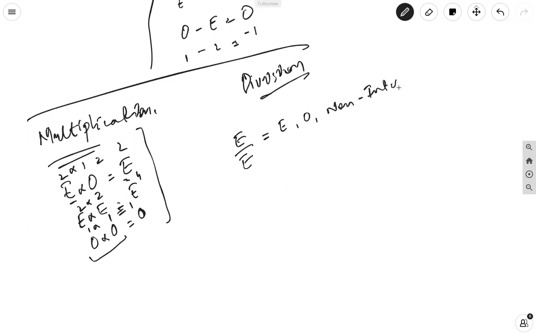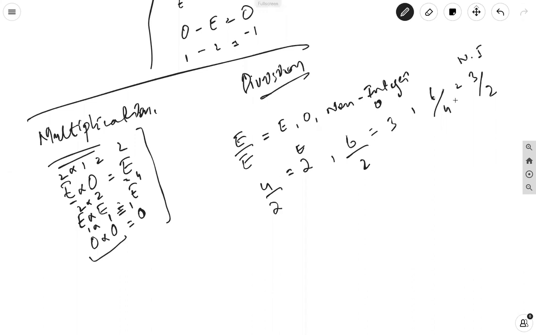For example, if we have 4 and we divide it by 2, both are even, and the result is 2. If we have 6 and divide by 2, the result is 3. This one is even, this one is odd. And if we have 6 and divide by 4, this is 3 by 2, which is a non-integer.